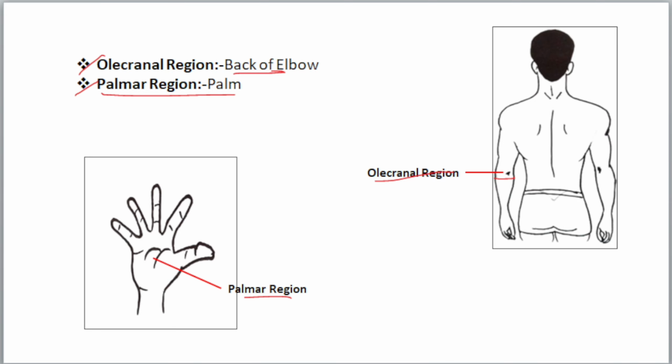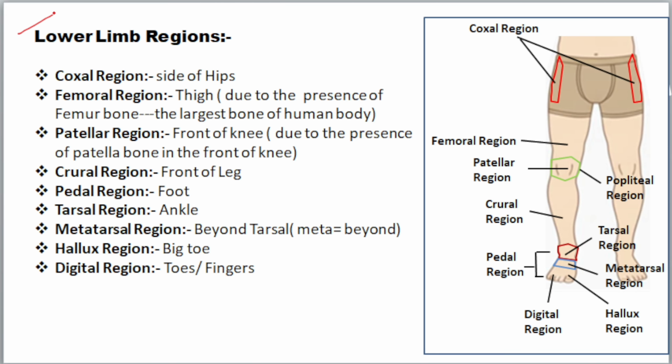Then the last, lower limb region. First, coxal region. Side of the hips are called the coxal region. Then femoral region. Thigh portion is called the femoral region because there is the femur bone, the largest bone of the human body. That's why this region is called the femoral region.